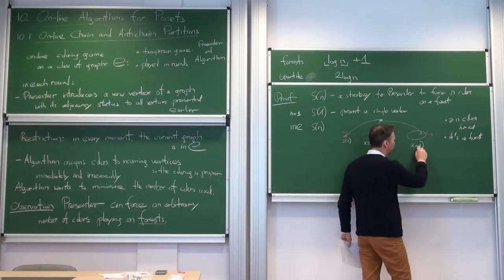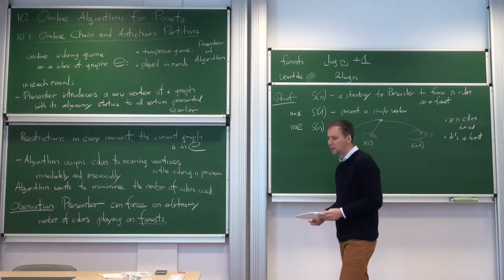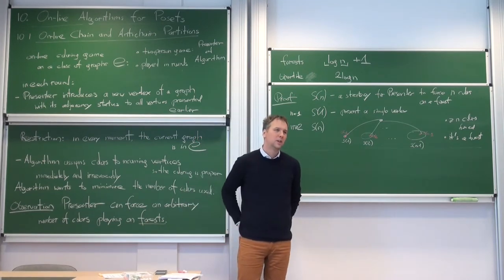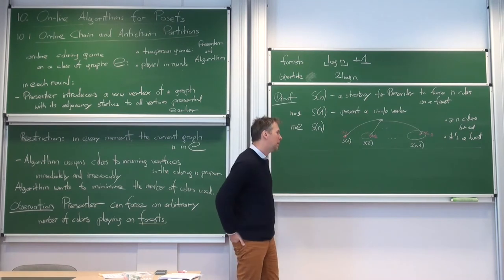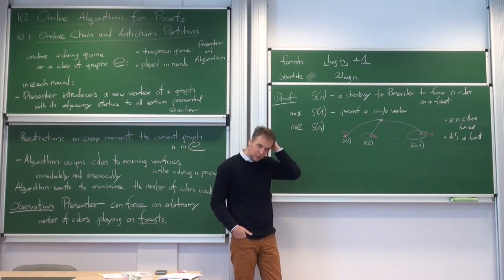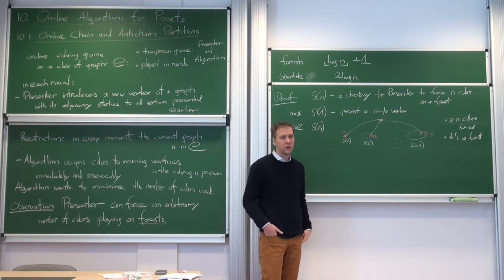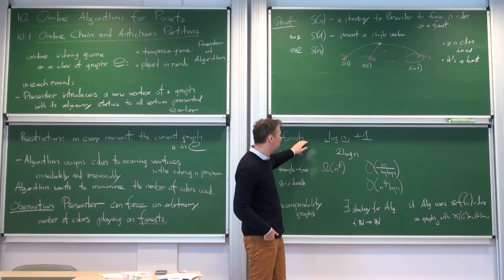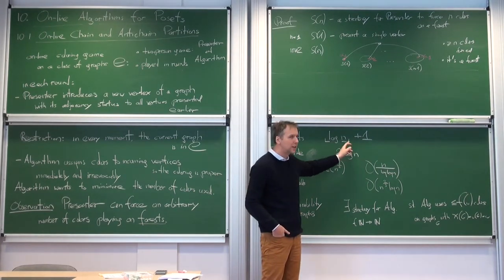So the game is hopeless, at least if you really want to compare to the offline optimum, which is the chromatic number. If you accept that you need to use a lot of colors and you still want to investigate the number, then it grows with the size of the graph presented. It is fairly easy to see that actually this strategy forces log n, this is the exact number, colors on a forest on n vertices. That's what the presenter can force.